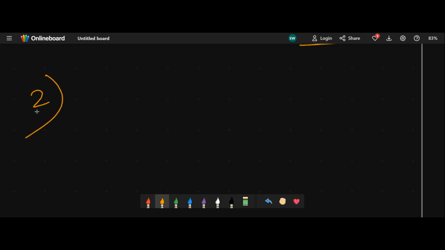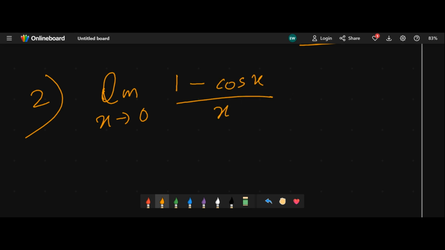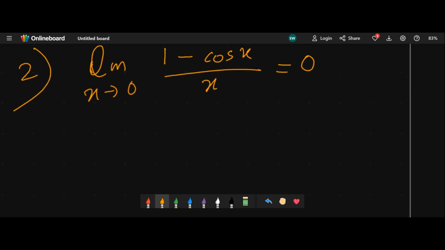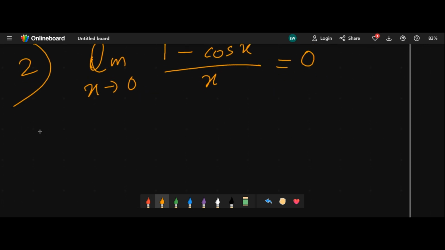So what is the second rule we saw? Limit x approaches 0, 1 minus cos x divided by x is equal to 0. This is the second trigonometry limit. You have to memorize it. Otherwise you have to use L'Hopital's rule and first prove it. If you can memorize this, it would be easy. You can directly use this in your exams. So we'll do a question on this also.